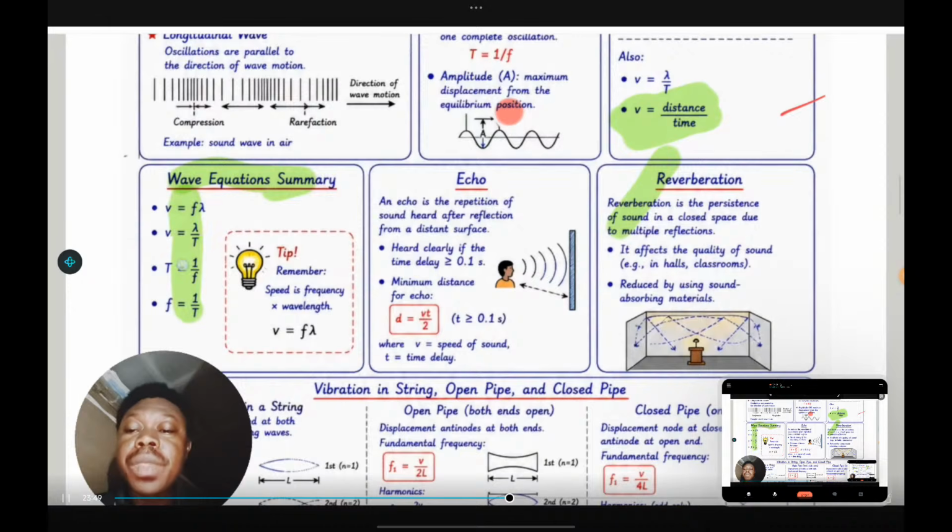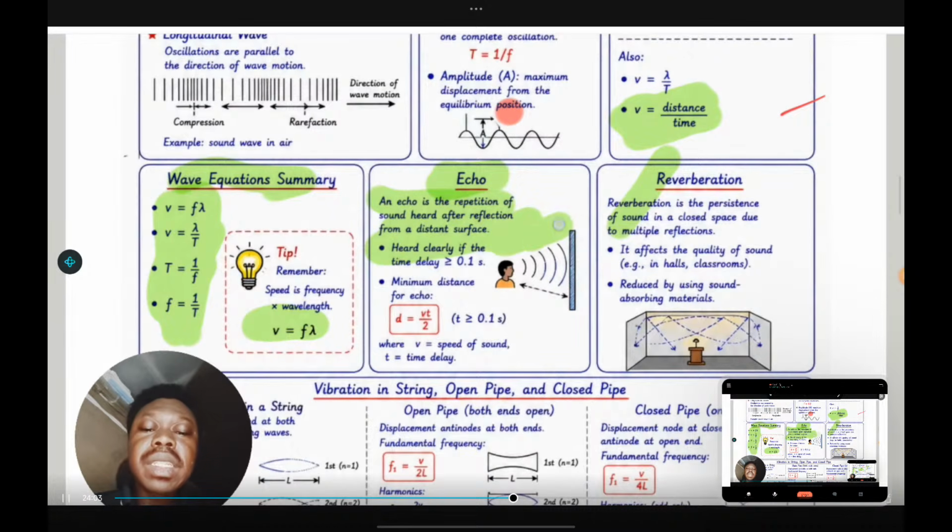Then we have the summary here. Look at these formulas. Please know this particular formula. It's very important if you want to easily pass. Then we have echo under sound wave. An echo is the repetition of sound heard after reflection from a distance.